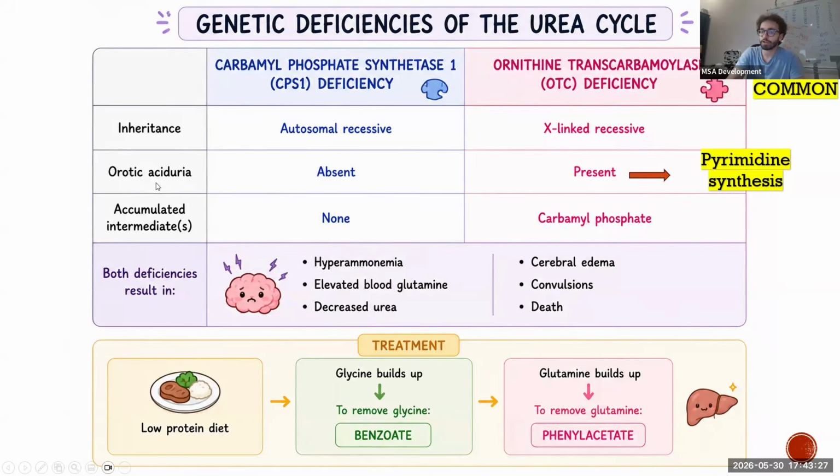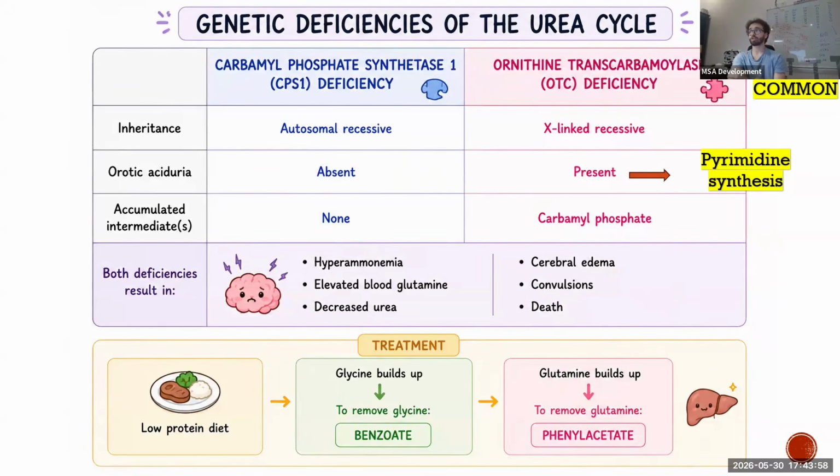In this disease, orotic aciduria is absent. Why do I mention this? Because in ornithine transcarbamylase deficiency, which is the most common deficiency of the urea cycle, we will have orotic aciduria. We will have acid accumulation. Of course, in ornithine transcarbamylase deficiency, I want you to know that we will have the same symptoms: hyperammonemia, elevated blood glutamine, death, cerebral edema. The only difference is that we will have orotic aciduria in ornithine transcarbamylase.